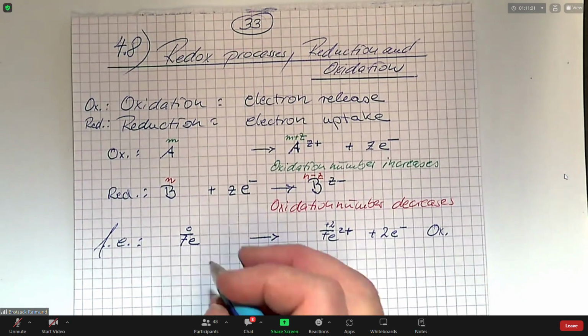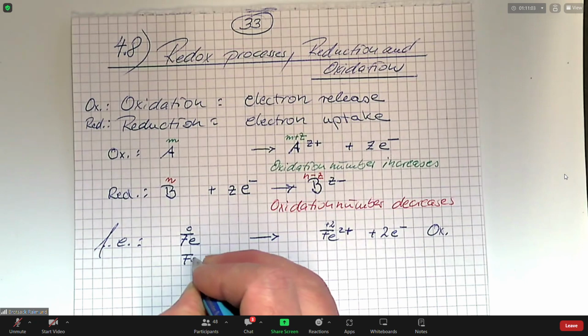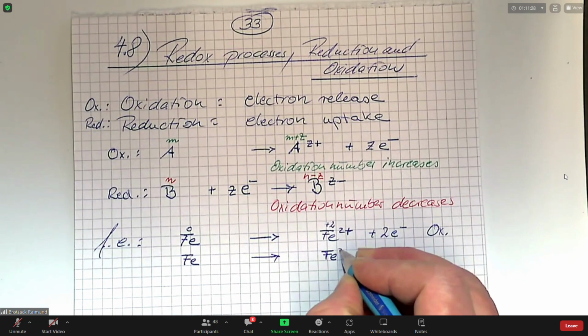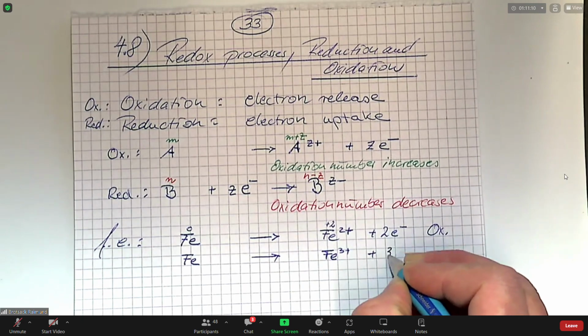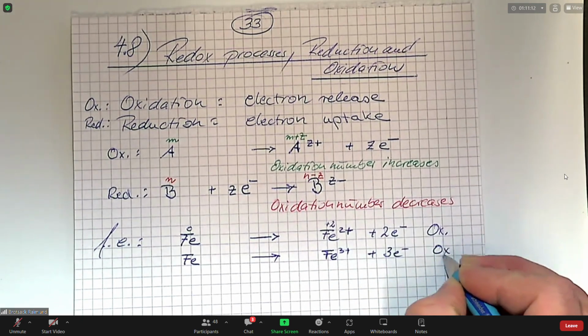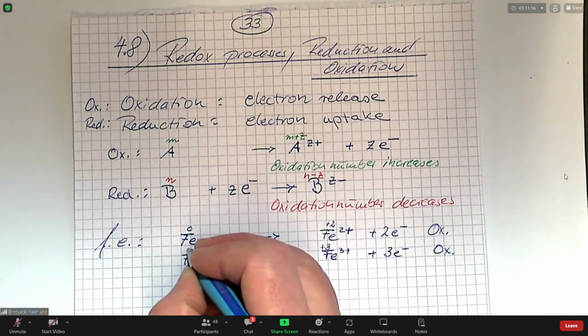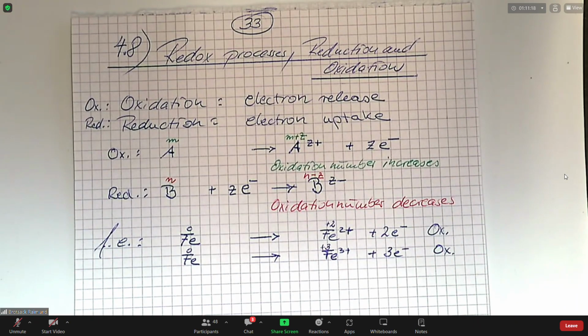The other one is that iron can even create iron 3+, and then 3 electrons are released. It's an oxidation as well. The oxidation number is +3, from 0 here. So both are possible, and these are the main reactions of corrosion.